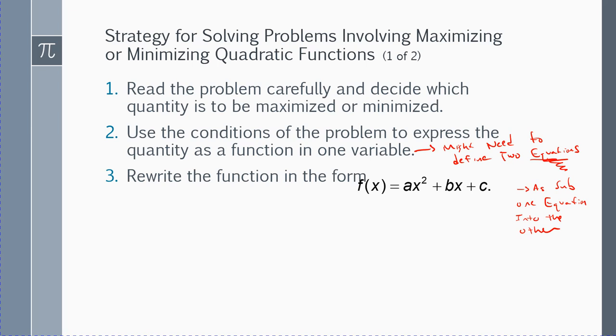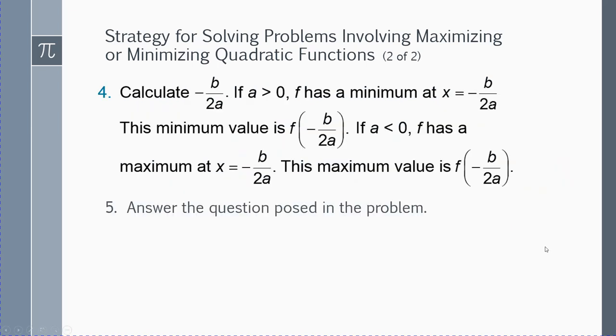The next thing you're going to do is rewrite the function in this form: f of x is equal to ax squared plus bx plus c. Then you're going to calculate negative b over 2a. All right, if a is greater than 0, obviously you're going to have a minimum value at this x with a minimum value of f of negative b over 2a. If a is less than 0, f has a maximum at x is equal to negative b over 2a, and this maximum value is f of negative b over 2a. And then you're going to put your values into the context of the problem and answer the question posed in the problem.